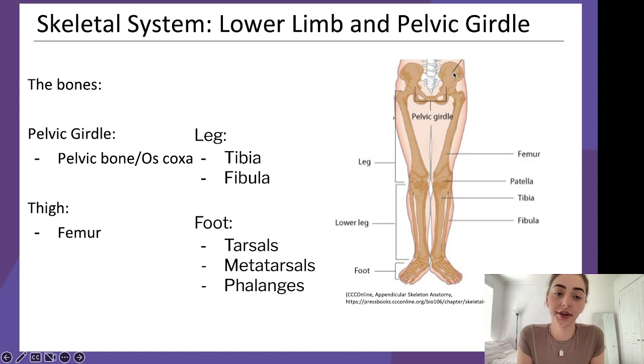Posterior and anterior, you'll need to know everything about it. And that is tricky because, yeah, there's a lot to that.